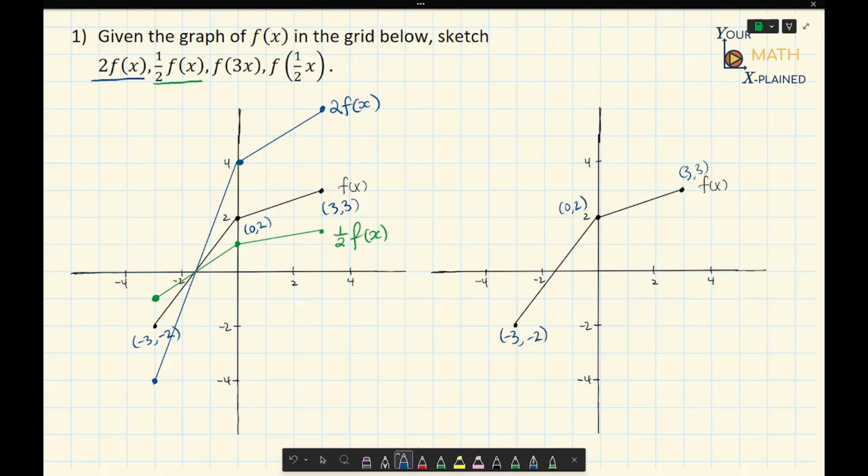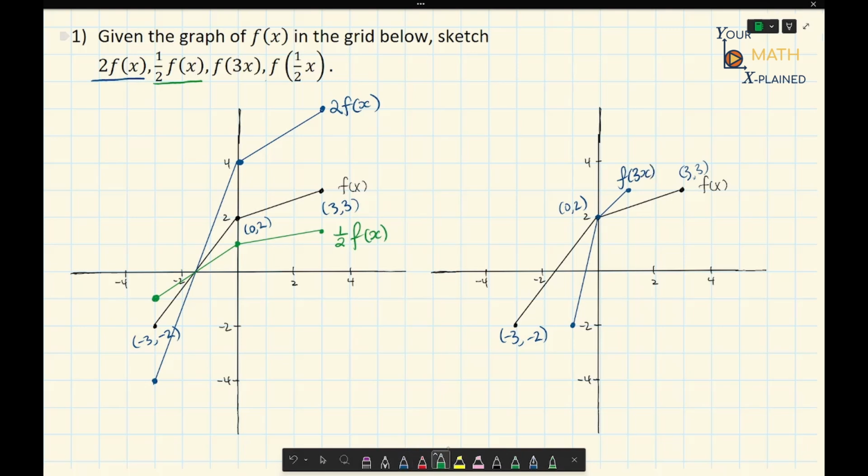So what this means is the point (3, 3) is going to become (1, 3). The point (0, 2) is still going to be (0, 2) because 0 divided by 3 is still 0. And then the point (-3, -2) is going to be (-1, -2). So therefore, our graph is going to look like this. So this is our f of 3x.